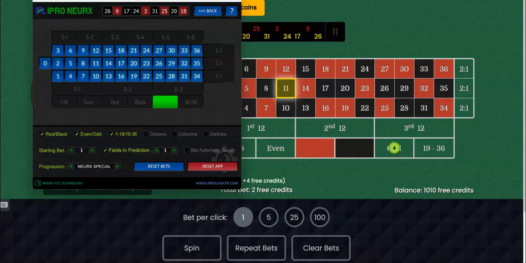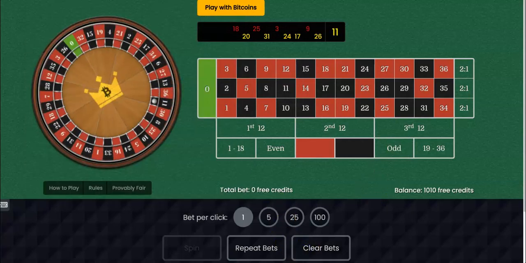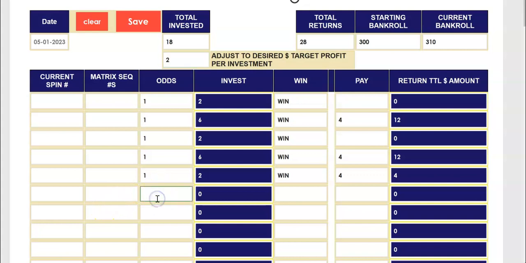I am now going to reset my bets. I am going to reset my app. I am now going to say I want, let's say, even odds and 1 through 19 and dozens. Okay. So I am going to put in 24, 17, 9, 26, and 11. Notice what it says here, the middle dozen. So now if this is the middle dozen, this is now 2-to-1 odds. So it says 2.